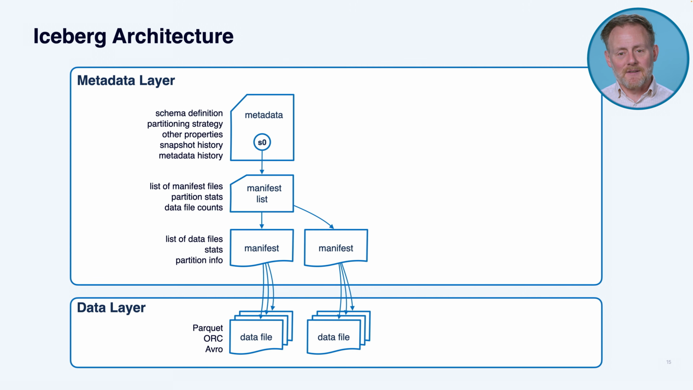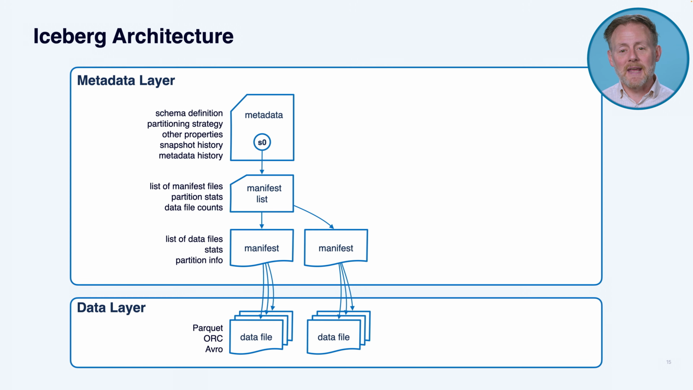At the top is the metadata file. This is the single source of truth for a table. It's got the schema, it's got the partitioning strategy, table properties, and most importantly, a thing called the snapshot history. Snapshot, you say? Well, yes, a snapshot is a version of the table at a specific point in time. You think of it like a Git commit. If you know how Git works, that's going to help you a lot with thinking about time travel, branching, tagging, snapshotting, all of these things in Iceberg. The snapshot captures the state of the table, and once it's created, it's frozen. That's it. That snapshot is frozen for all time.